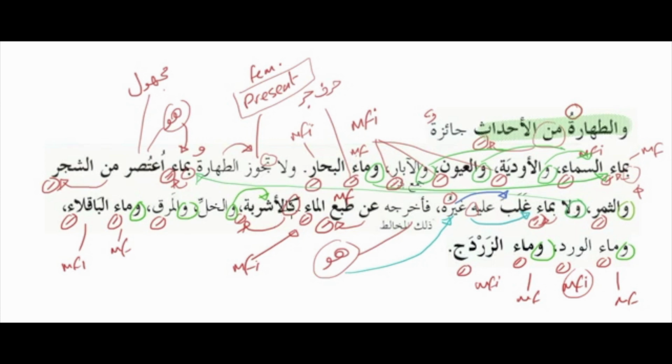All of this is connected together, so this is the verb لا تجوز, and then you have all of this: طهارة، شجر والثمر، غيره عن طبيب ماك أشربة الخل. All of that goes back and becomes a jumla fi'liya.